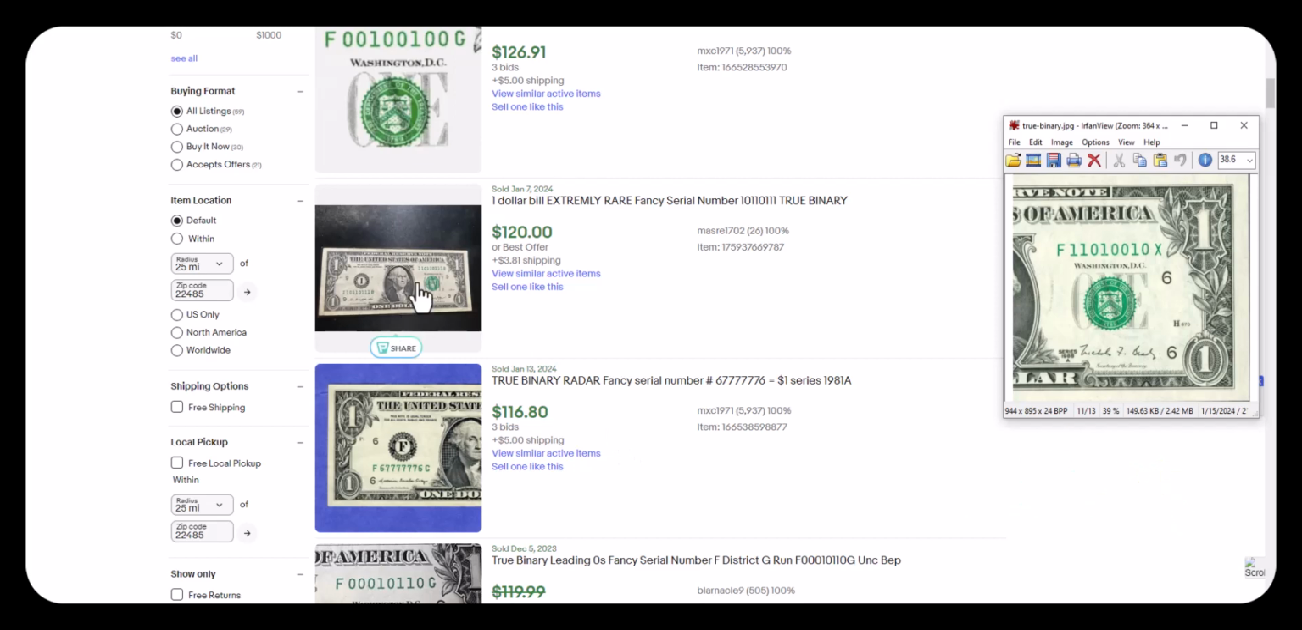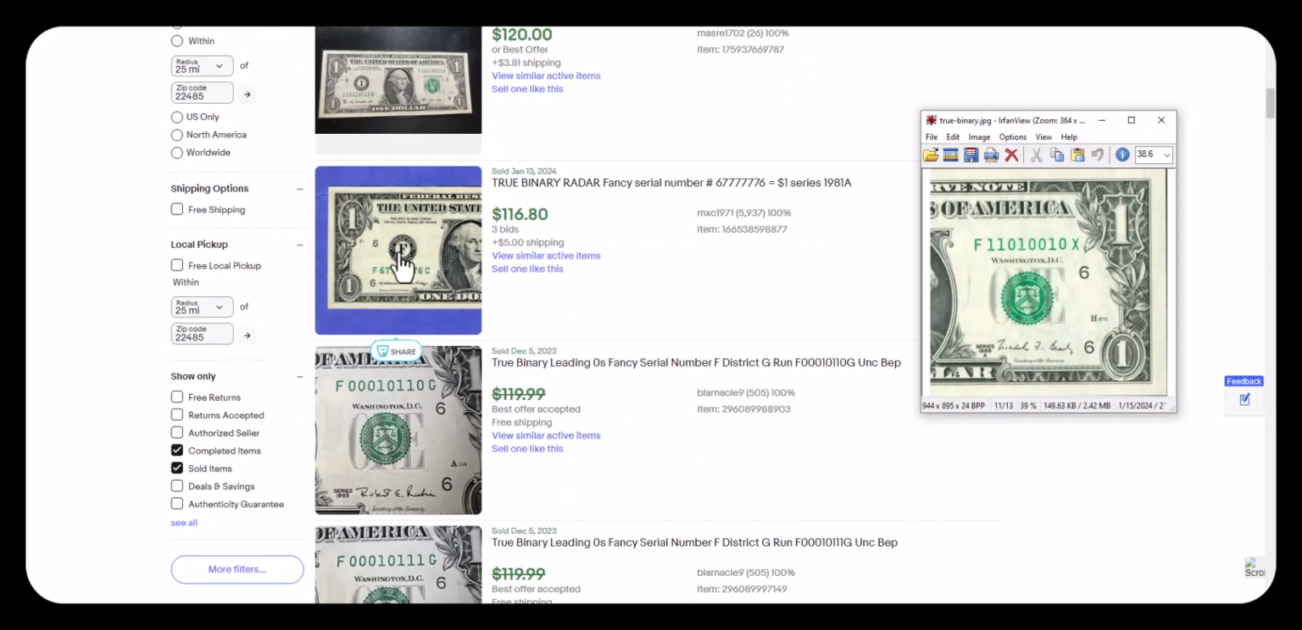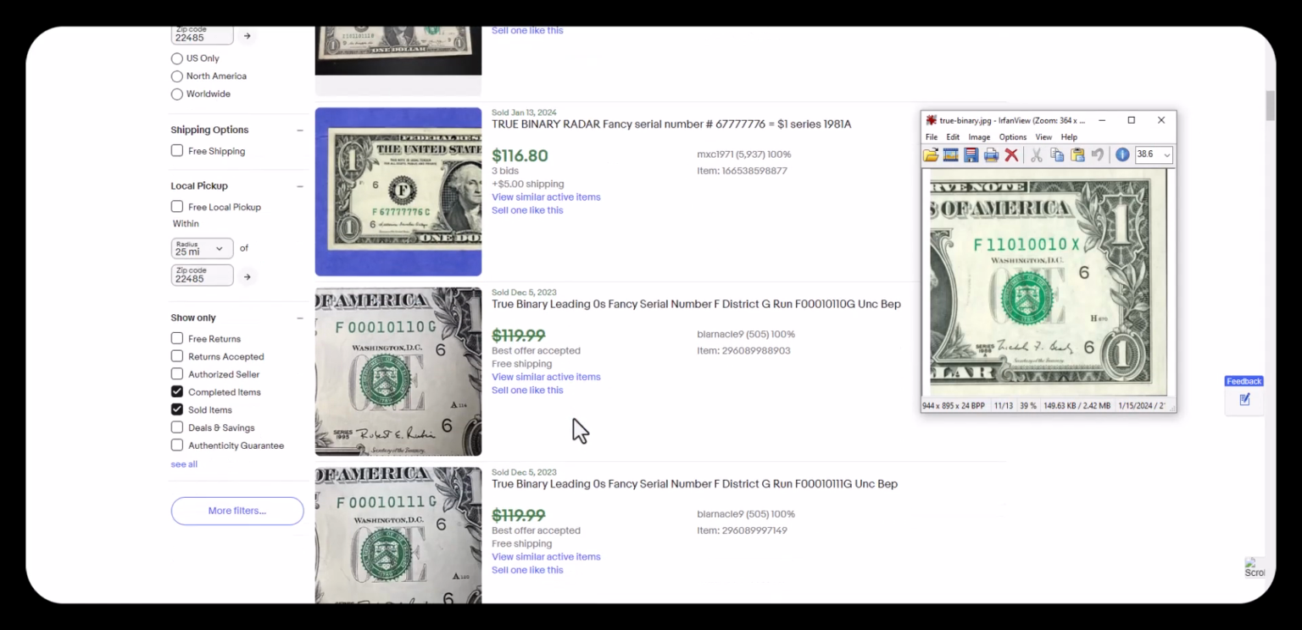And this one is closer to what our member has. It went for over $120. It doesn't have any symmetry in it. It's not a radar and it's not a repeater. This might be considered the high end of what you might get for it, $120, and it's not a binary radar at all. It's a super repeater, but it's not a binary.